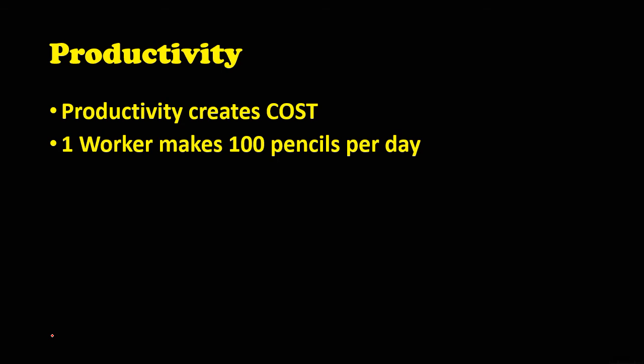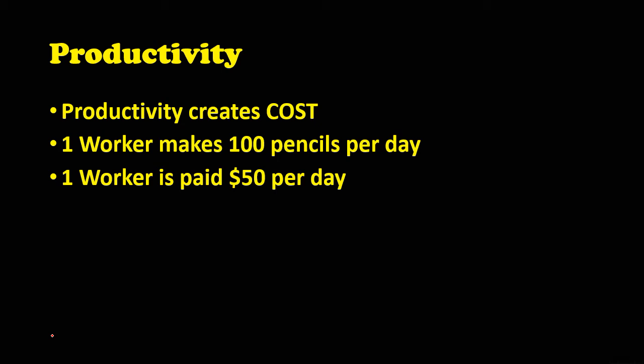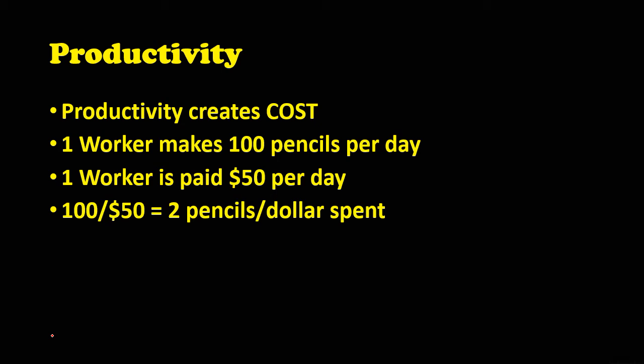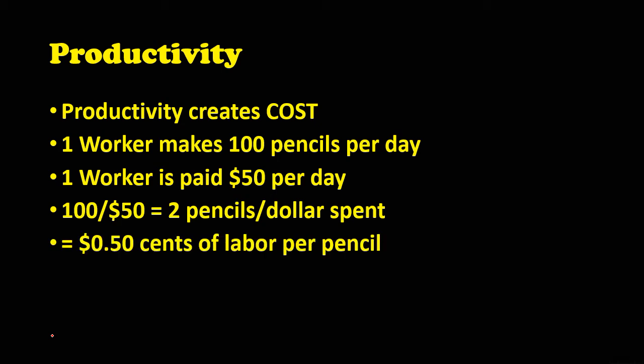All right? Simple example here. You have a worker that makes 100 pencils a day. That worker's paid $50 a day. What's that mean? Well, 100 pencils for $50 is 2 pencils for every dollar that I spend. So I get 2 pencils per dollar. Or another way, there's 50 cents of labor cost in the pencil. If I know what that pencil sells for and I know how productive the workers are that make it, I can figure out what the labor cost per pencil is.